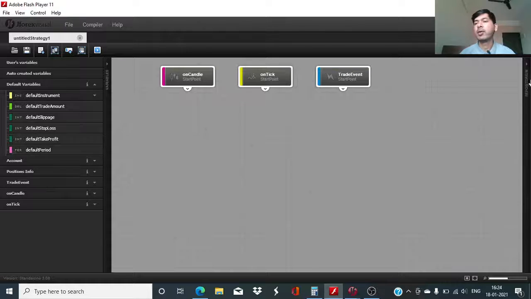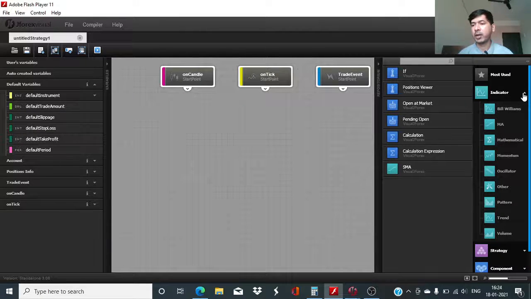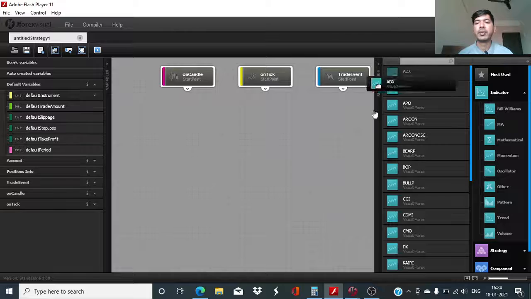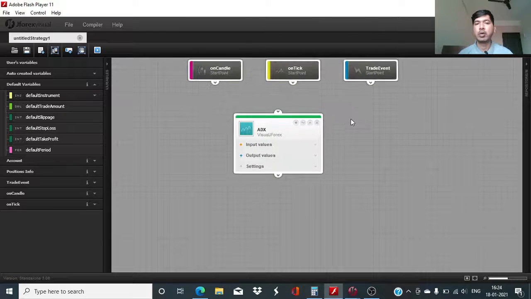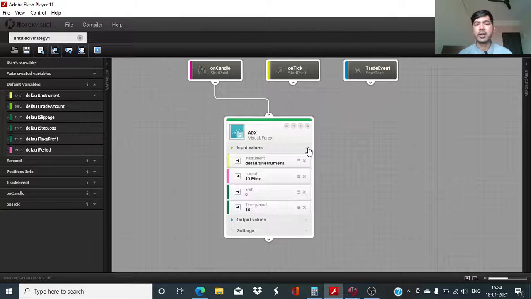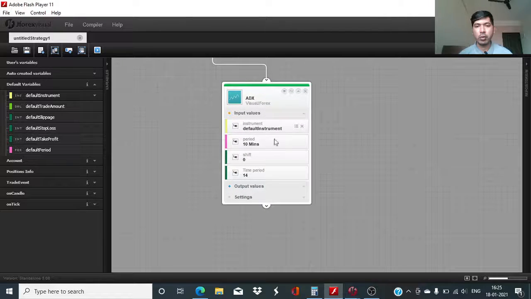default period. If we take any indicator or any component, if it contains any default variable, its input value will be there as a default. I will give you an example. Any indicator, if we choose, suppose we are taking the momentum indicator here, the ADX. Now there are certain values which we need to define and there are certain default values which are provided to us as a default. We can change them, we can change the default values also. Now here, if you look at it, the default instrument is provided to us as the Euro USD.